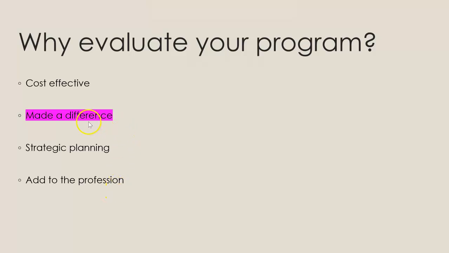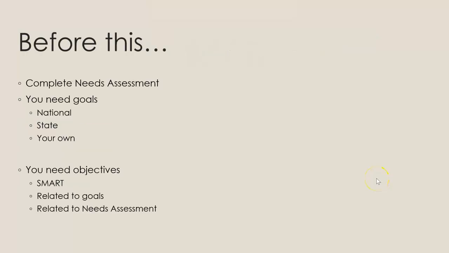But what we're going to be evaluating is whether or not your event made a difference. And so everything we talk about today is designed to help you get to that point. So before this, ideally you would have completed your needs assessment, but in reality, you're still working on it. You need goals, and those goals should come from national or state places, and that should be in the first timeline that you submit, the draft. And you also should have your own goals. Here's your topic, here's the national or state standards or goals, and then what does your group want to accomplish? That would be your own goals.